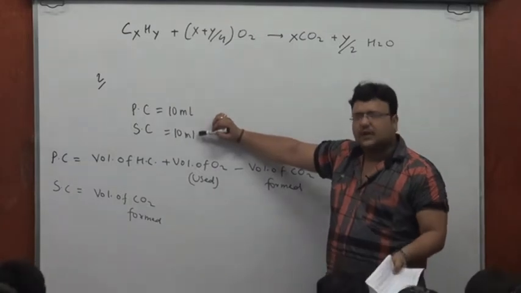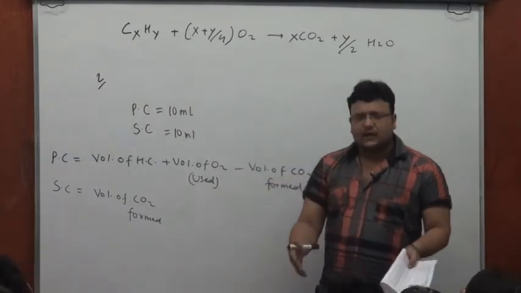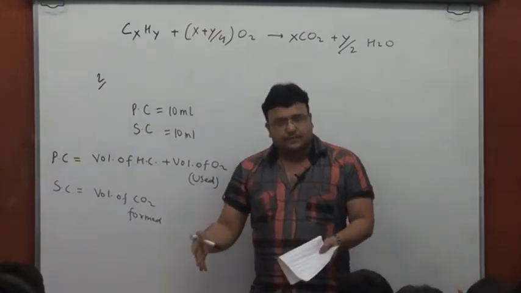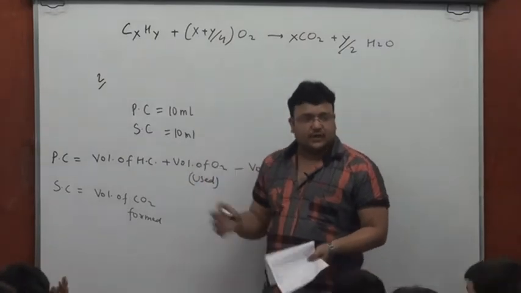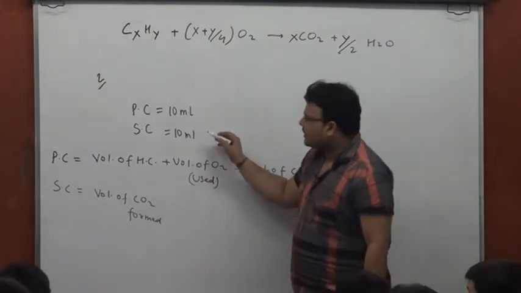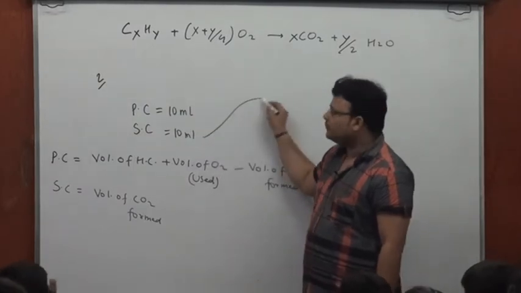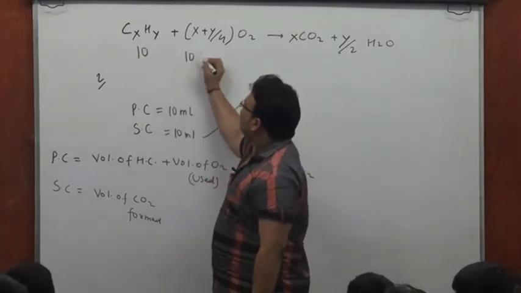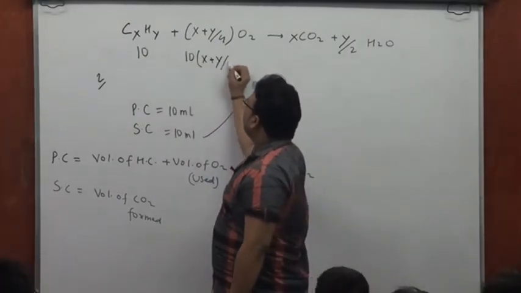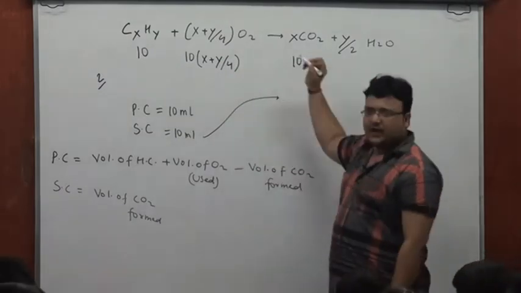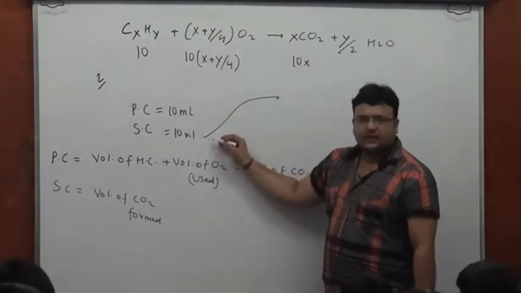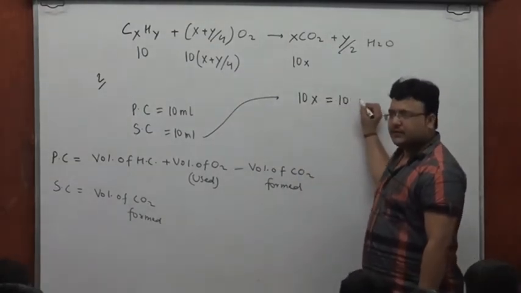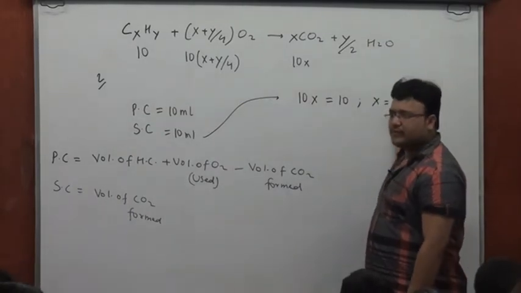But all of you understand how primary contraction is 10 ml and secondary contraction is 10 ml. 5 ml of hydrocarbon, 30 ml of oxygen, we started with 35 ml. On cooling, it became 25 ml. So 10 ml is the primary contraction, of which 10 ml was absorbed by NaOH as carbon dioxide, so secondary contraction is also 10 ml. We might start with secondary contraction. This is the volume of carbon dioxide. 10 ml would have required 10(x plus y/4) oxygen and will produce 10x ml of carbon dioxide. Secondary contraction is 10 ml, so 10x is equal to 10, giving x equal to 1.